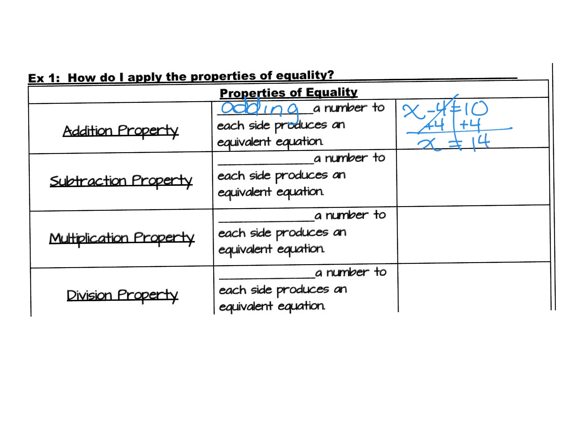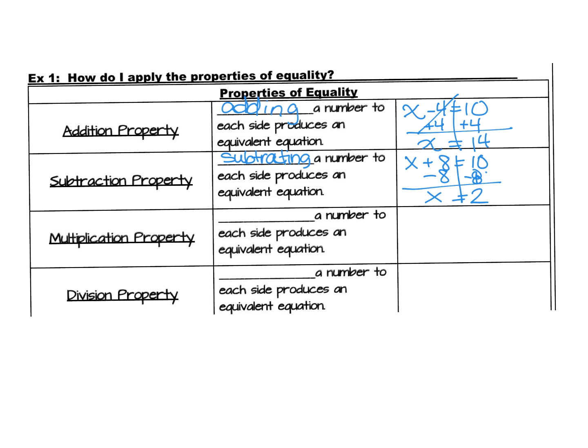So the subtraction property. The subtraction property of equality states that by subtracting a number from each side produces an equivalent equation. So for example, I could have x plus 8 is equal to 10. And so in order to solve this one, I need to isolate that variable by undoing that 8. And undoing that 8, I would subtract it. And as long as I subtract it from both sides, this property says that we will have an equivalent equation.